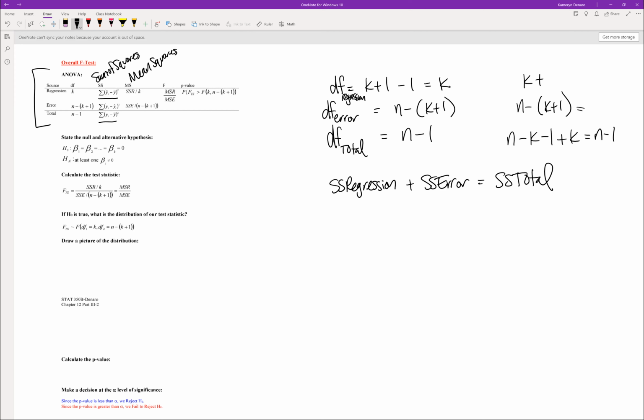To calculate your overall F statistic, you take your MSR divided by your MSE. That F statistic is going to follow an F distribution where the numerator degrees of freedom is equal to K, and the denominator degrees of freedom is equal to n minus (k plus 1). So essentially here, you can compare your test statistic to the F distribution.